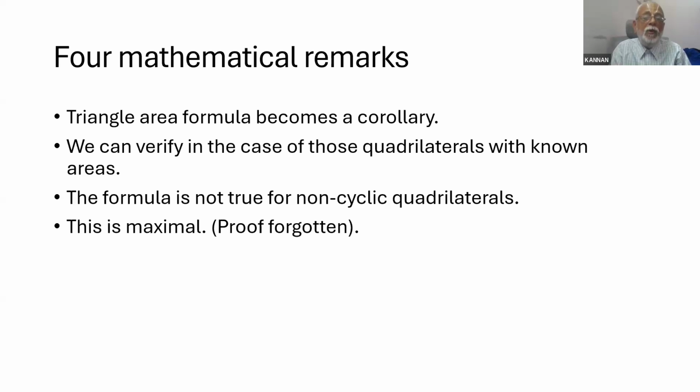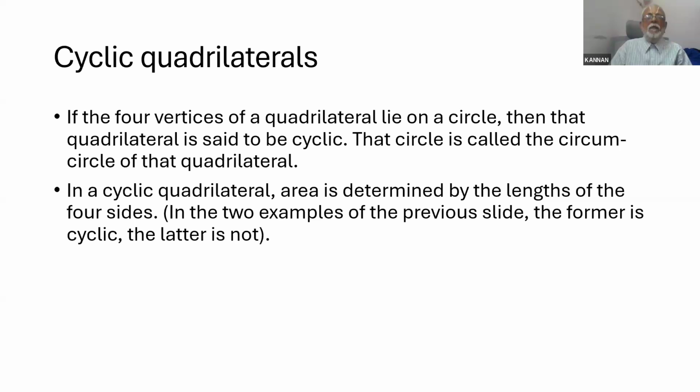What Brahmagupta's formula says is, among them, all the cyclic quadrilaterals will have the same area. What I now say using the word maximal is, all the non-cyclic quadrilaterals will have less area. Area is maximal only for cyclic quadrilaterals. These remarks we will see with a little more explanation.